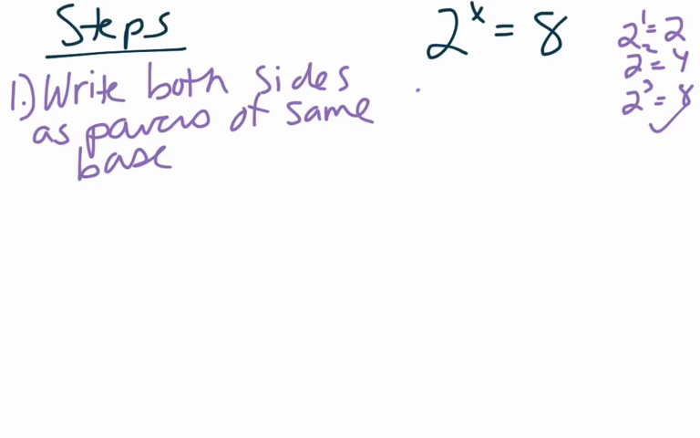So I'm going to keep the left-hand side the same, and I'm going to rewrite the 8 as 2 to the third. Second step is set the exponents equal.